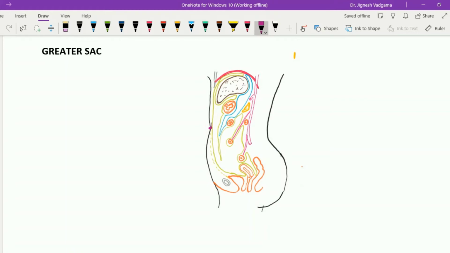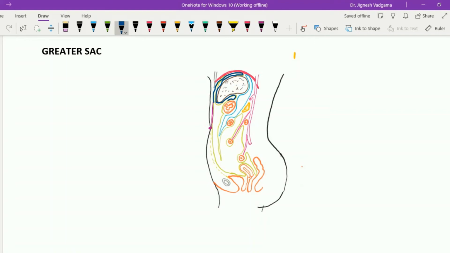So here this is the parietal peritoneum, which runs along the anterior abdominal wall above the umbilicus and reaches up to the liver, and now it becomes the visceral layer. This visceral layer is going to cover the superior surface of the liver, fold on itself, and cover the inferior border of the liver to reach up to the stomach.